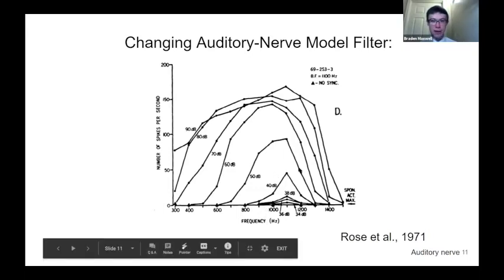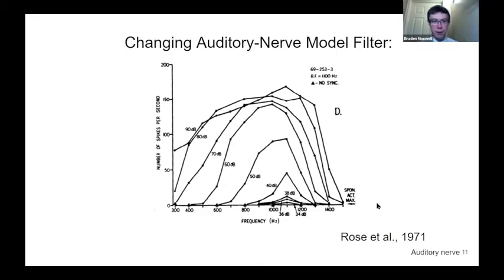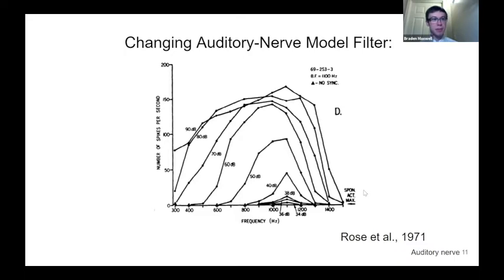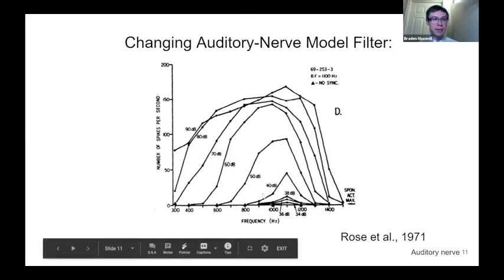You can see here, this is from Rose et al. They're recording from a single auditory neuron. The x-axis indicates different frequencies of simple tones that they use to stimulate the auditory nerve, and the y-axis indicates the amount of auditory nerve response. And the different curves show experiments at different sound levels.